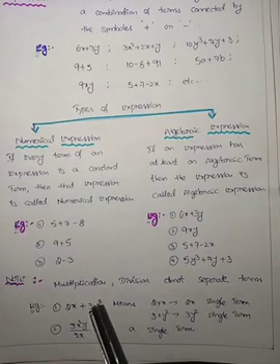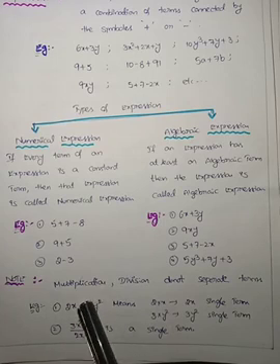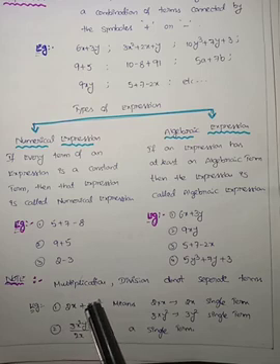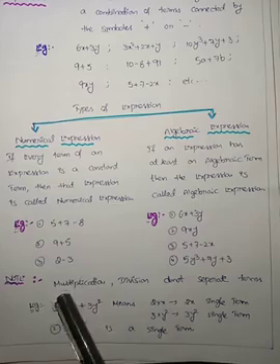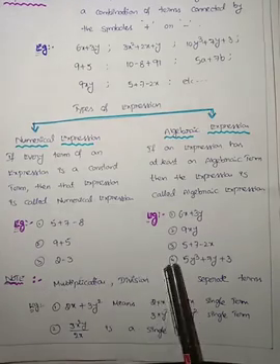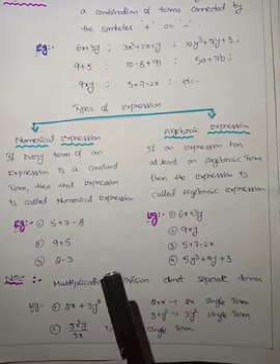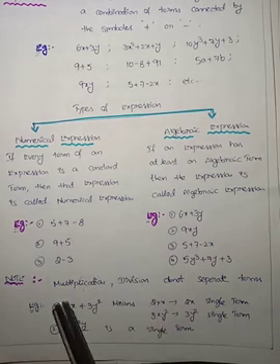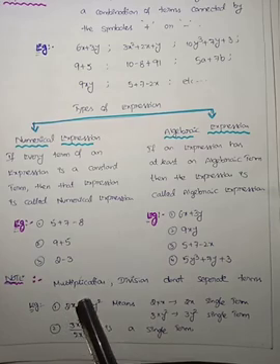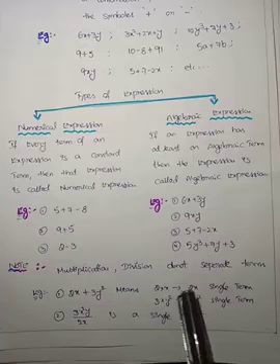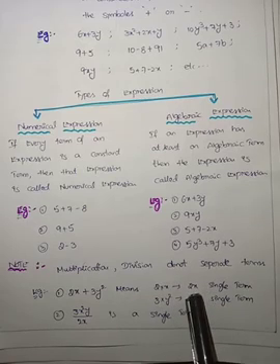In this example, how many terms are there? Only two terms. Don't say 2x means 2 into x, so 2 is one term and x is another. No, don't say that. We have to separate terms only by addition or subtraction. So 2x means 2 into x, and 2x is a single term. 3y square means 3 into y square, and this is also a single term.